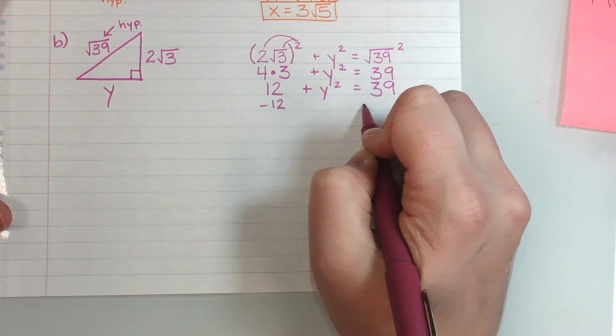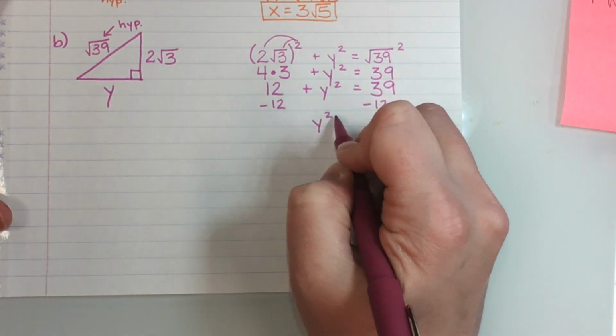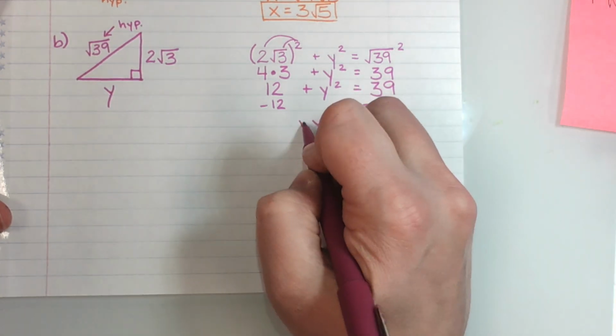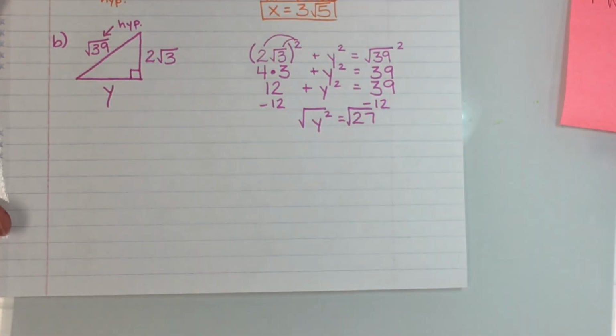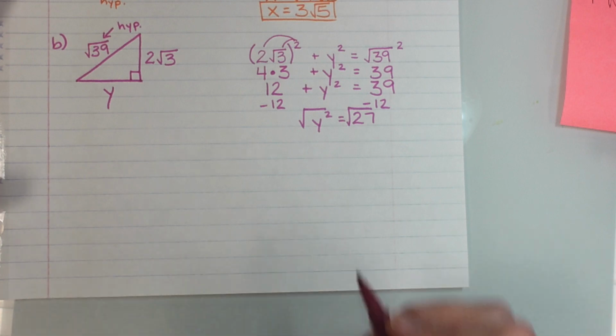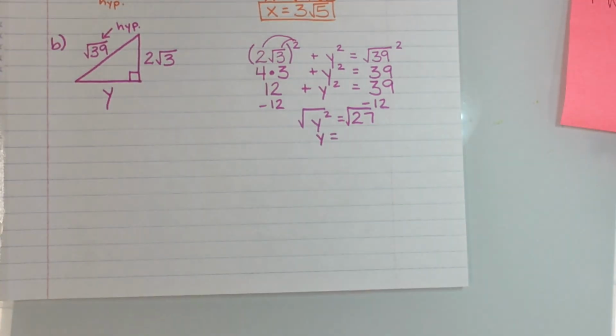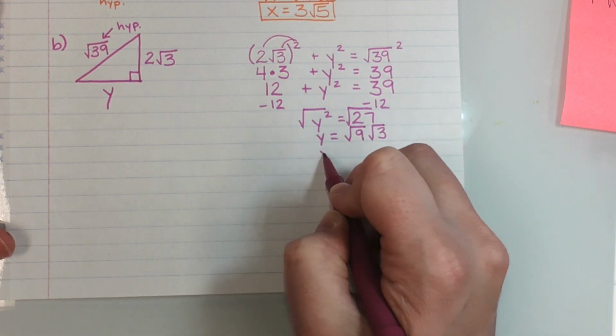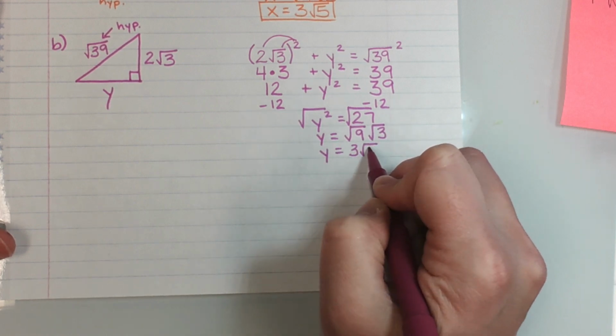Subtract 12. y squared equals 27. To get rid of the squared, we take the square root. Do we need the plus and minus? Not for triangles. y equals. What perfect square does 27 divide by? 9. Square root of 9, square root of 3. 3 root 3.